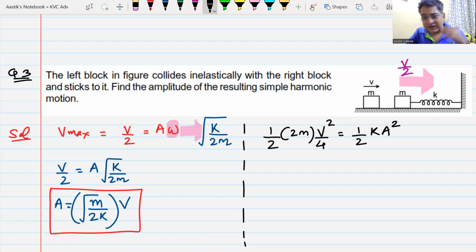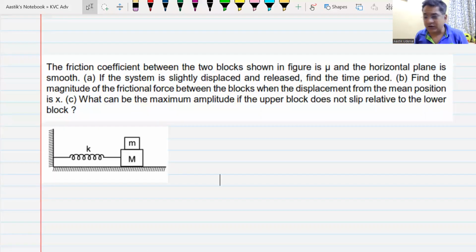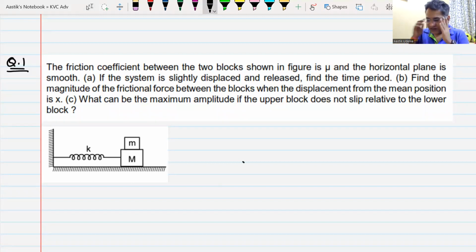There are questions where friction is present, but still the motion can be simple harmonic if the work done by the friction on the entire system is zero. And this is an example of that question, a simpler one though. I call it question one. The coefficient of friction between the two blocks is mu. See, friction from Newton's laws of motion now coming in SHM. That is the problem with physics. And the horizontal plane is smooth, thank God. The system is slightly displaced and released.